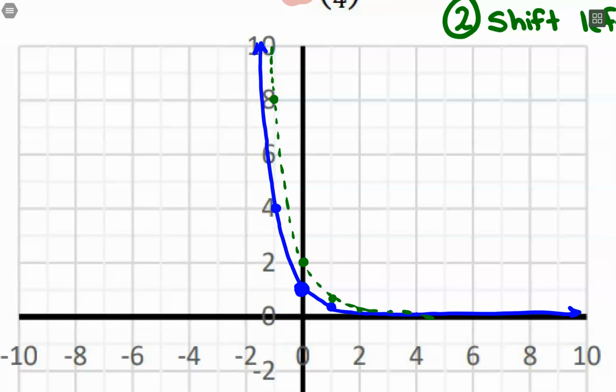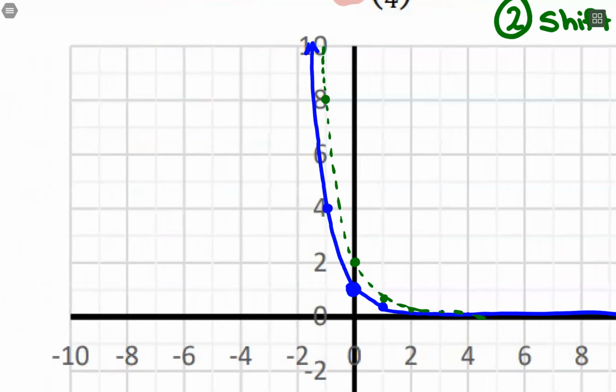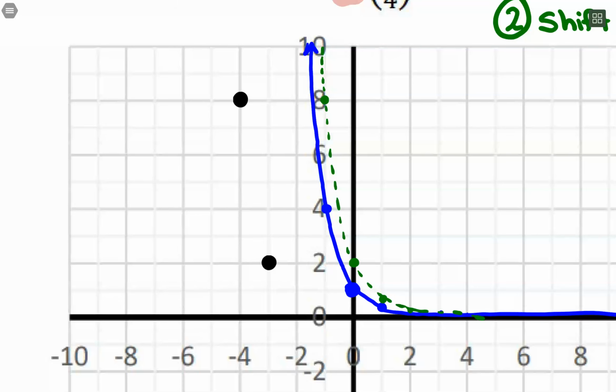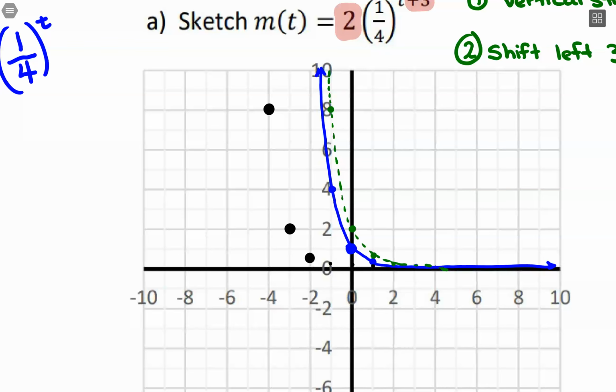And then to end our graph, we're going to shift to the left 3. So I have -1, 8. I'm going to go 1, 2, 3 to the left. Where I'm at (0, 2), 1, 2, 3 to the left. (1, 1/2), 1, 2, 3 to the left. And then it's just going to get close to the x-axis from there. So my graph should look something like this, approaching the x-axis as best we can and going off to positive infinity. Alright.